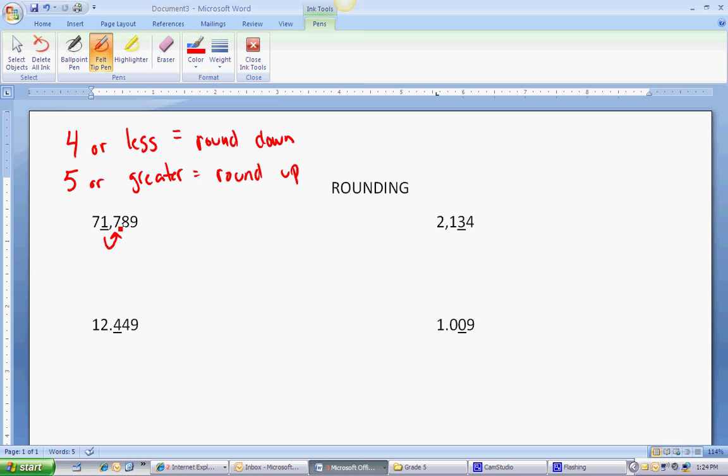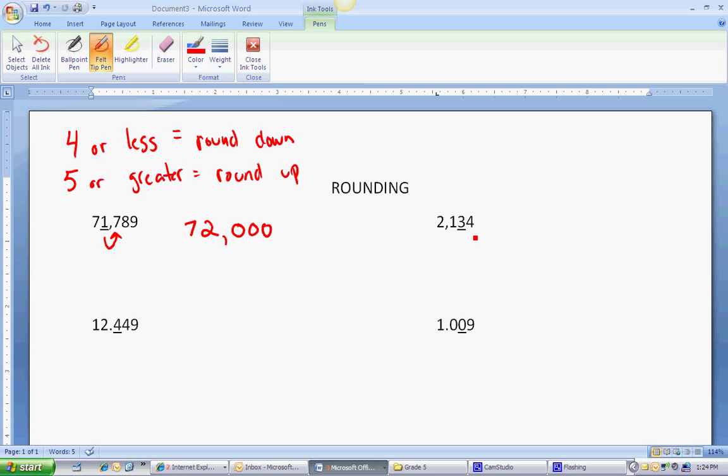Okay? In our example, 7 is greater than 5, so that means that it's going to make the 1 a 2. So I'm going to just rewrite that 2 right now. Now here's another rule. Everything to the left stays the same. So I'm going to write 7, and everything to the right of my number that I'm rounding is going to be zeros. So 71,789 rounds to 72,000. Let's look at my next example.